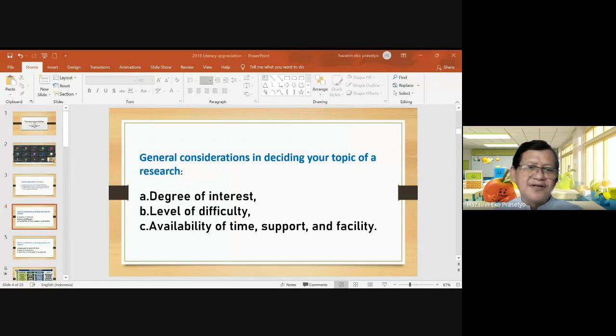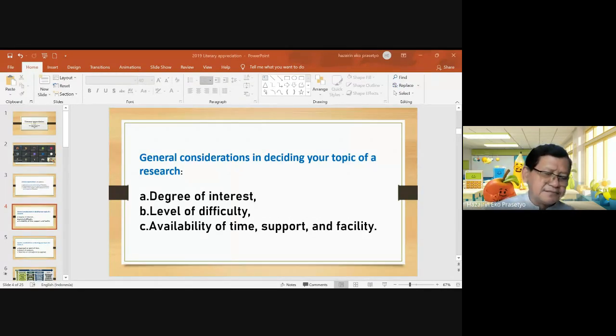Okay? So interest is different from likeness or preference. Because interest is something that is developed in yourself from time to time by compiling, by accumulating knowledge. The more you know about something, the better and the higher is your interest. Okay, that's number one, degree of interest.